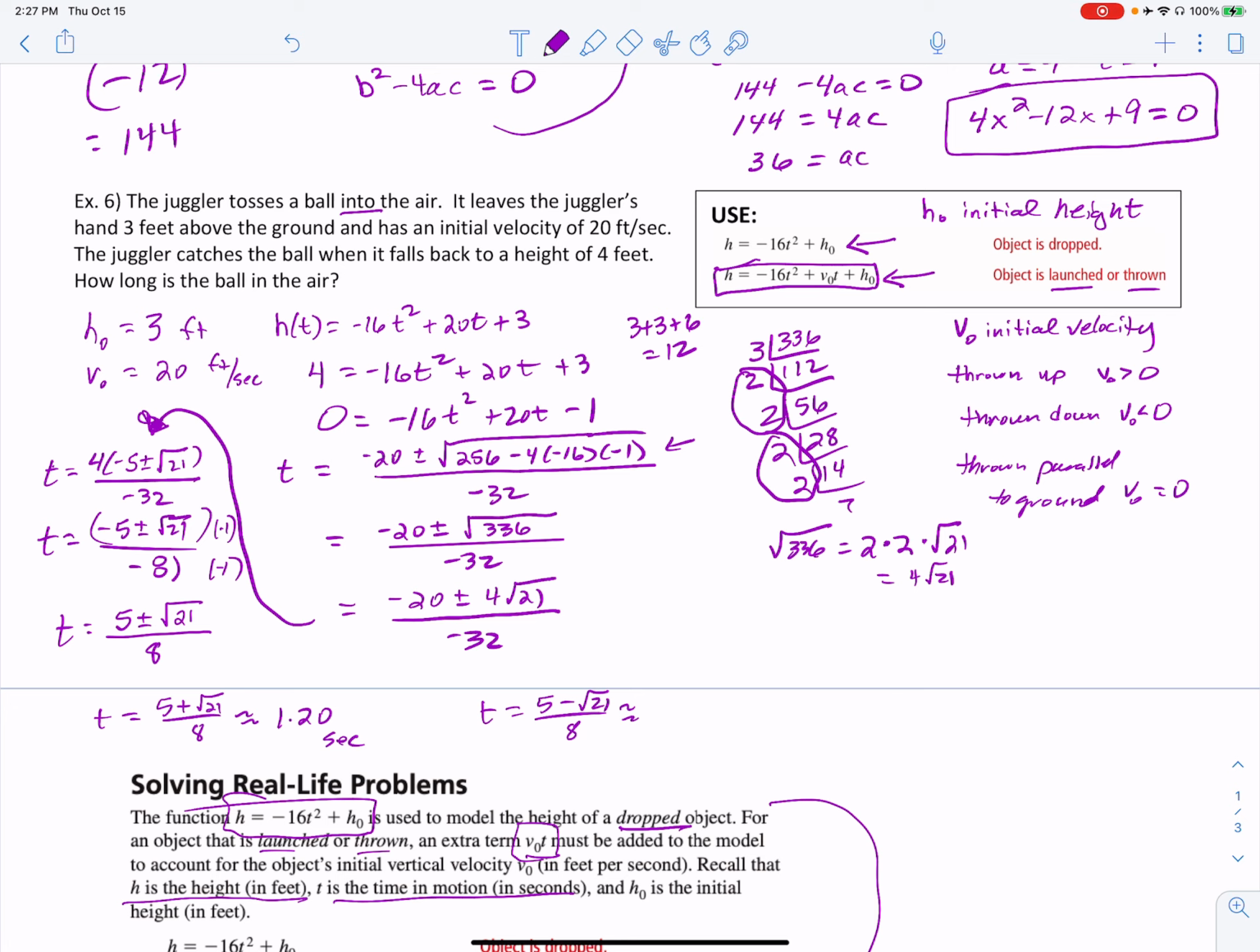I don't have the decimal value for that. Let's see. I thought I had it all written out. I'm just grabbing my calculator. I'm evaluating it: 5 minus the square root of 21, and divide by 8. And we have 0.05 seconds.